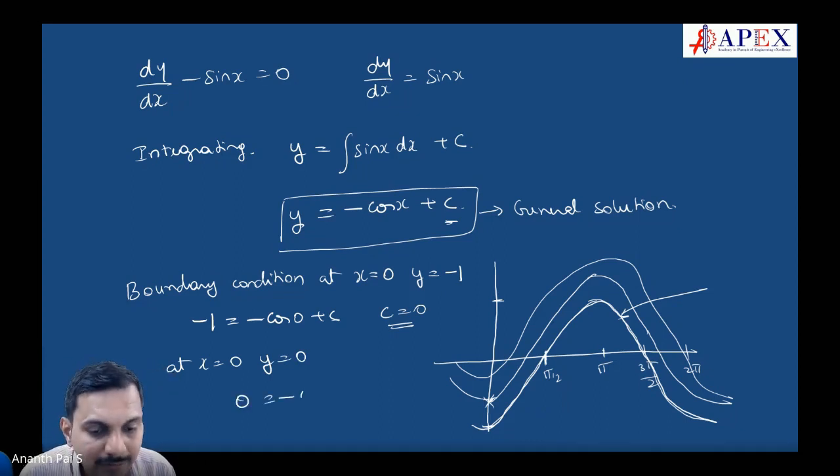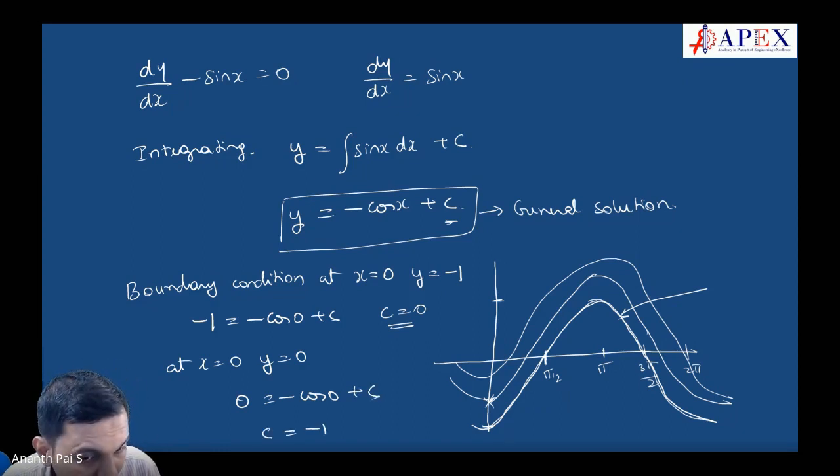0 is equal to minus cos 0 plus c. That means my c is equal to minus 1 or c is equal to plus 1, right? So that is about this particular solution. Makes sense? It starts from here and then goes. Fine. So this is the particular solution.